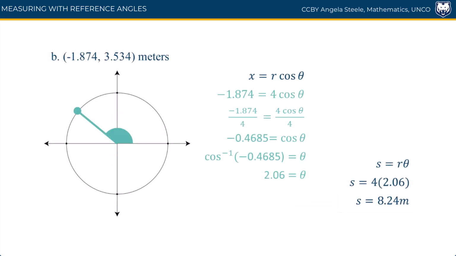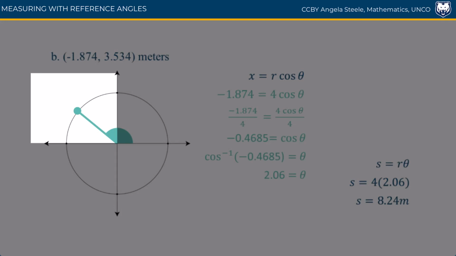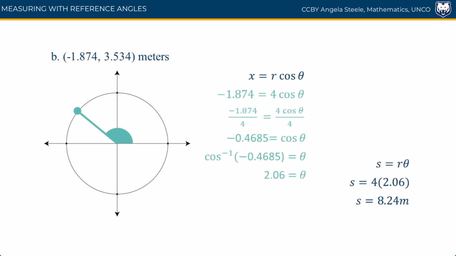On part B, we are going to be in quadrant 2. So because we're in quadrant 2, it is best to use the cosine function. And you should get theta is equal to 2.06. And then again, because we're in quadrant 2, we do not need to do the reference angle. And then don't forget to finish out the problem. The arc length is equal to 4 times 2.06, which gives us 8.24 meters.